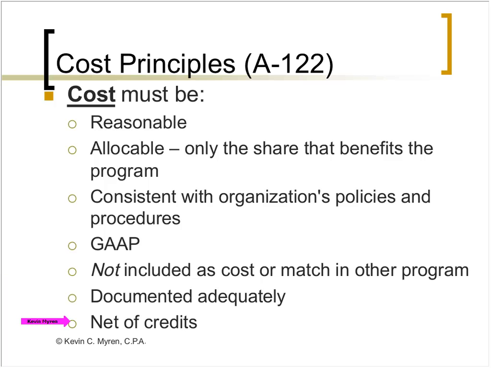So if you receive a rebate or a credit for making an expenditure, you are only allowed to charge to the federal project the net amount of the expense, not the gross amount, and then somehow keep or take that credit and use it elsewhere.